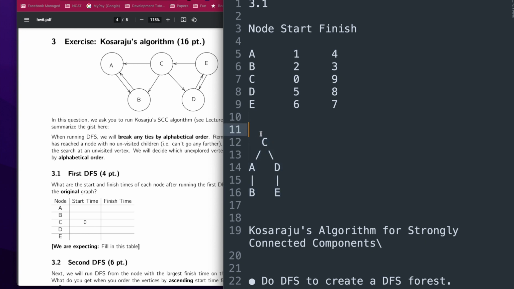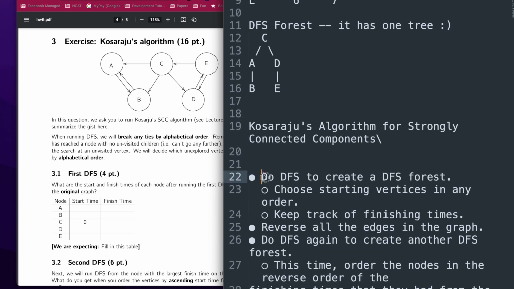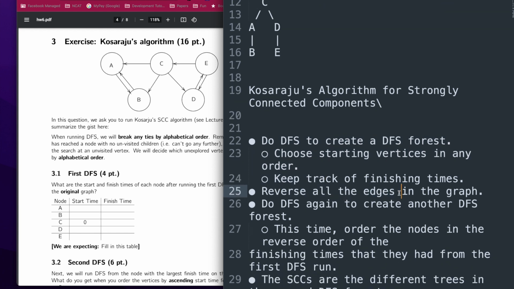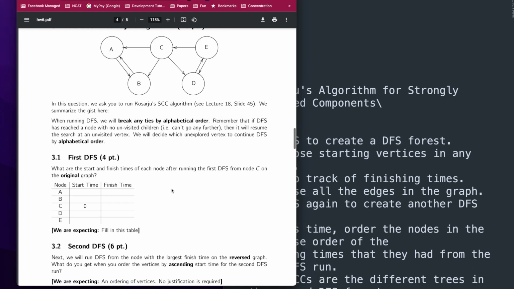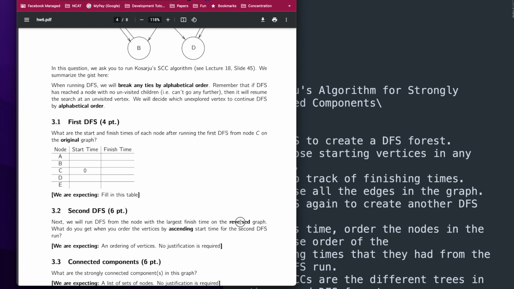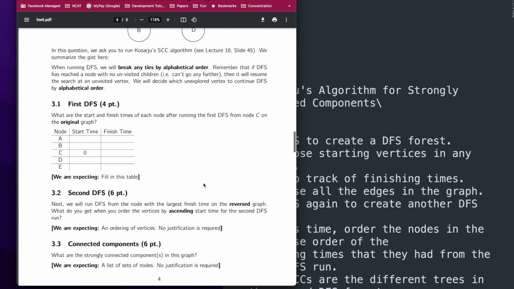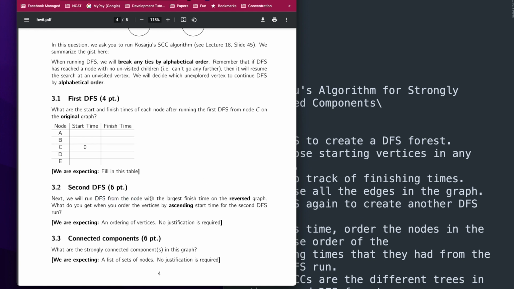Eventually we came back up and popped out of this tree. So this is what we would call our DFS forest, but really it has 1 tree. So the first step is to run DFS. Then the next step is to reverse all the edges. So you want to reverse all the edges, and you have to remember that you're thinking about the edges going in reverse order. And we're going to run DFS. Again, this is going to ask you, what do you get when you order the vertices by ascending start time for the second DFS run?